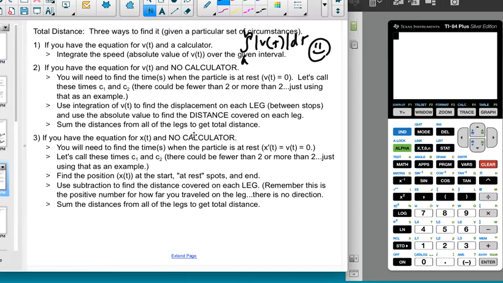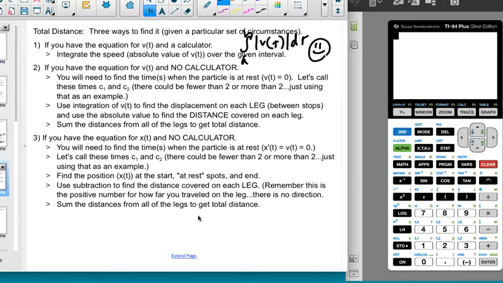And then once I have all those different legs, I'm going to sum those values and get the total distance. If you have x of t, the position, and no calculator, you need to still find the times when the particle's at rest. So you're still going to have to differentiate and find v of t so that you can find when v of t is 0.